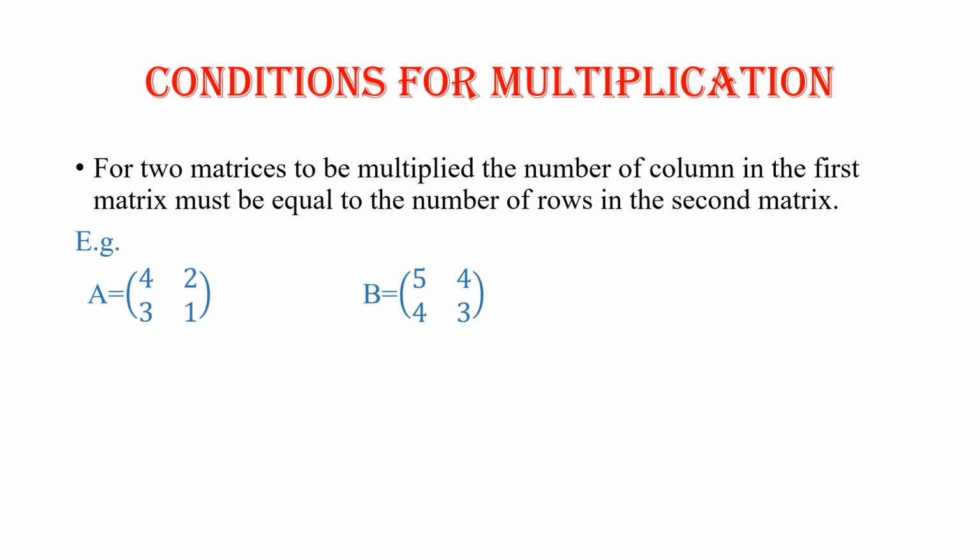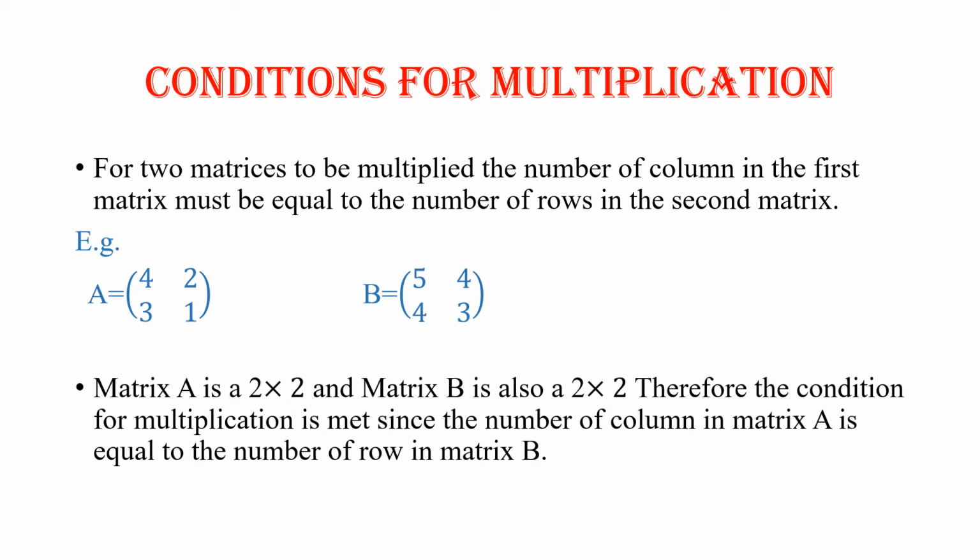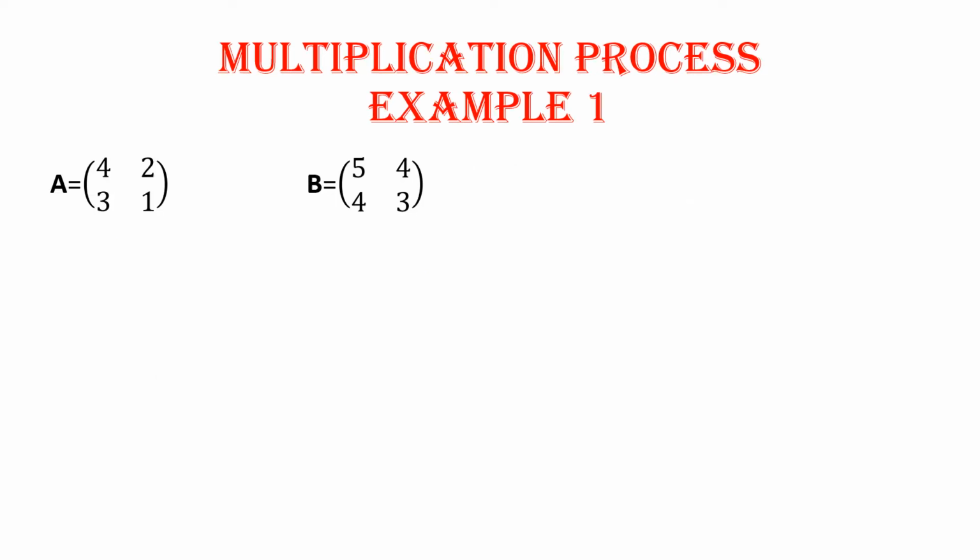And I think I have a note after this still. So in essence, this is what we say. Matrix A is a 2 by 2 and matrix B is also a 2 by 2. Therefore, the condition for multiplication is met since the number of columns in matrix A is equal to the number of rows in matrix B. So yes, it is possible. I will tell you one more thing, but let me do that in the next slide because this is where it is most applicable.